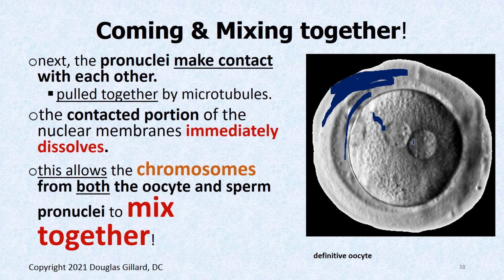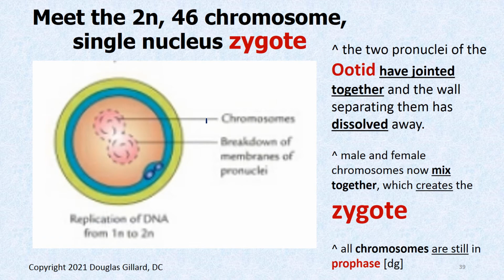All right. So this membrane's going to be gone, dissolved, and the genetic material is going to be mixed. On slide 38 now, you can see the genetic material mixing. Once the genetic material has mixed and that membrane between the two nuclei is dissolved, then we finally get our little creature.